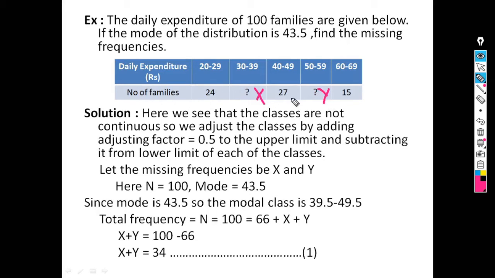So 24 plus 27 plus 15 is equal to 66. So we can write it as 66 plus x plus y equals 100. From this equation we can calculate the value of x plus y. Therefore x plus y is equal to 100 minus 66. x plus y is equal to 34. Give this equation number 1, that is x plus y is equal to 34.